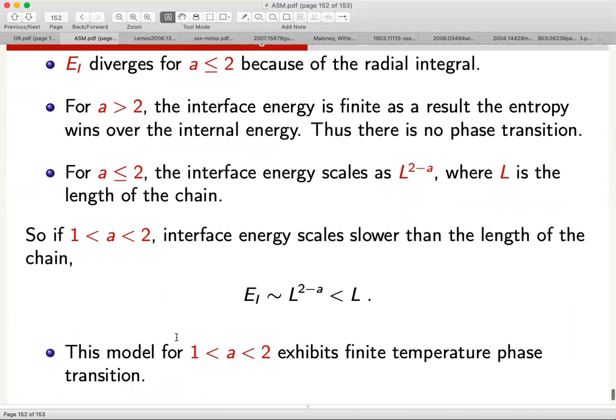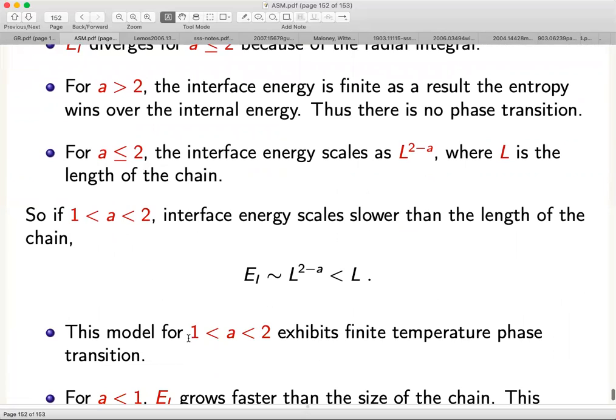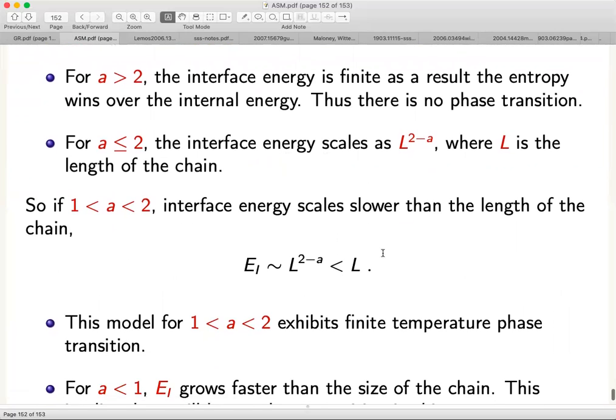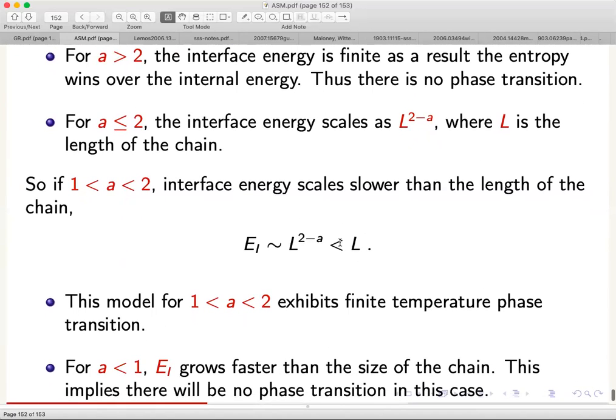In this case, it would exhibit a finite temperature phase transition. Why? Because the system would have its internal energy going as L to the 2 minus a, whereas its entropy would go as log of L.